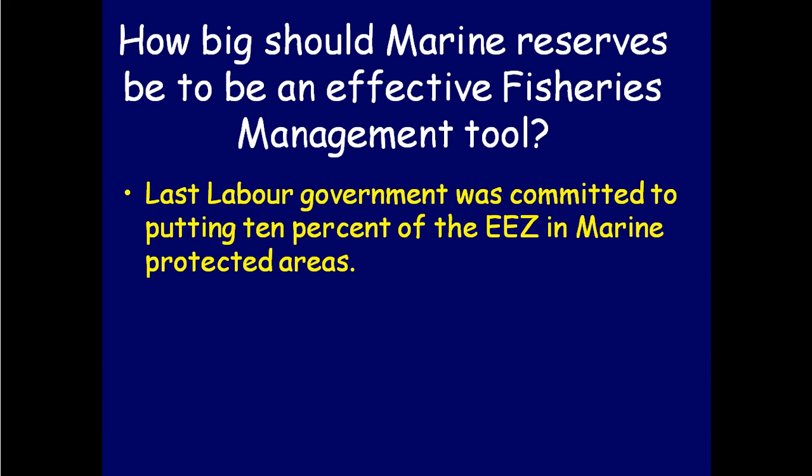The estimates in the literature that most people would agree with would be on the order of 25 to 30% of all types of habitats in order to have an effective fisheries management tool, in order to sustain a healthy breeding population. Then 20 to 30% of all types of habitat, including open ocean, put into marine protected areas.